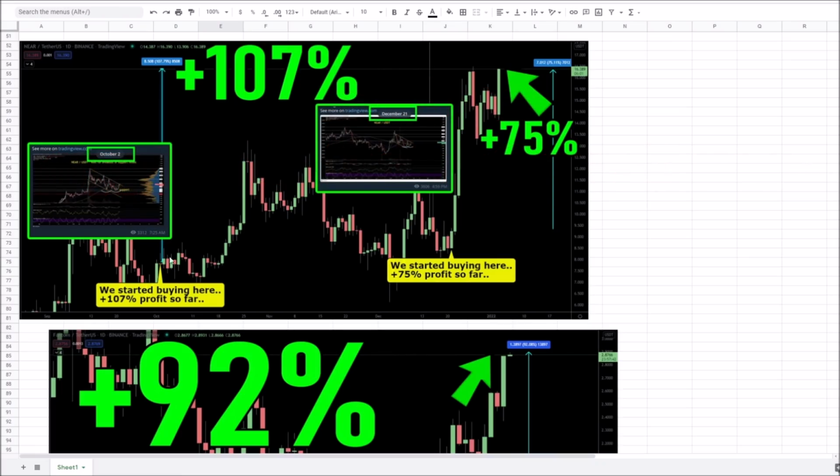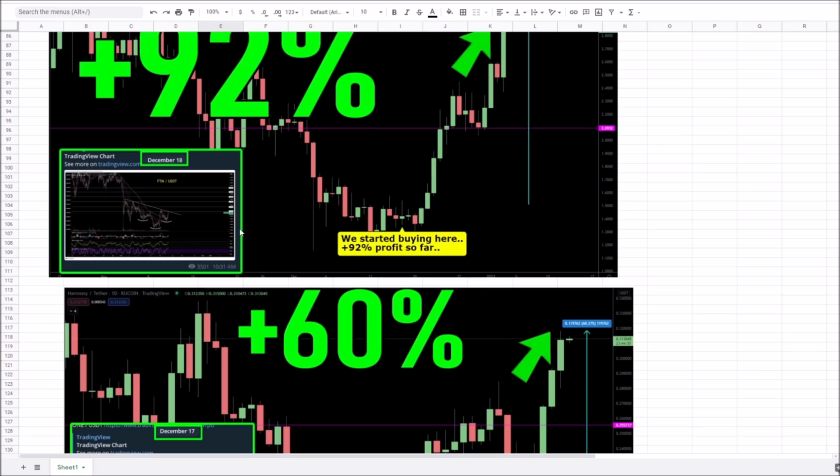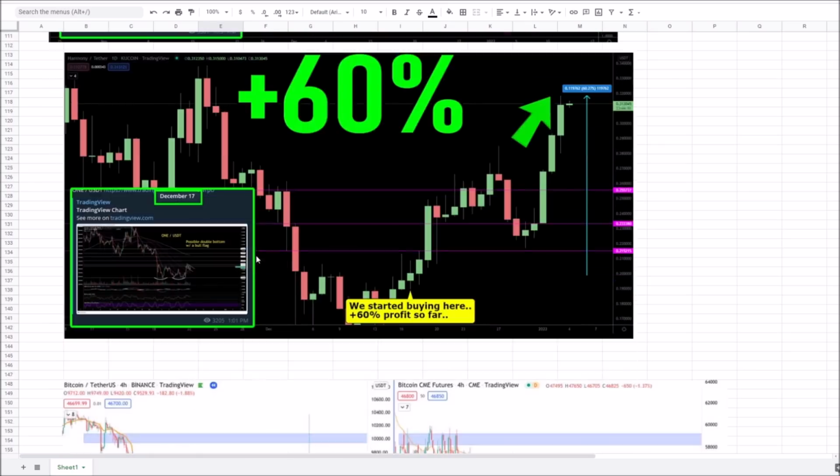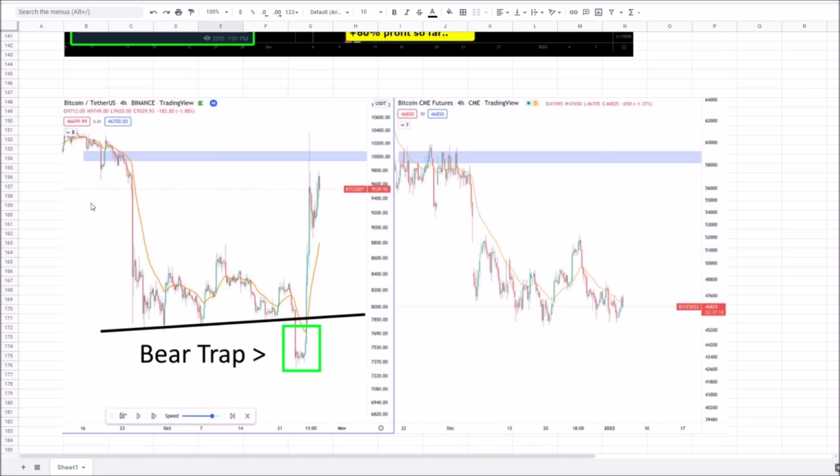The reason why we do so well is because we find the best setups. Near up 75%, back here 107%, 92% gains in FTM, 160% gains. I want you guys to understand this idea.